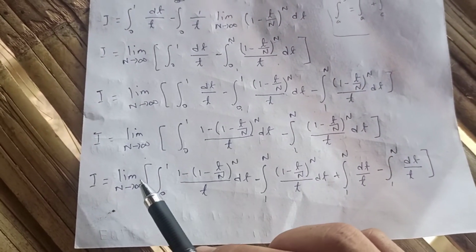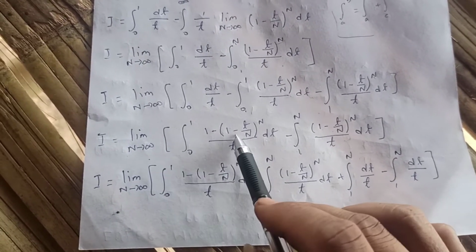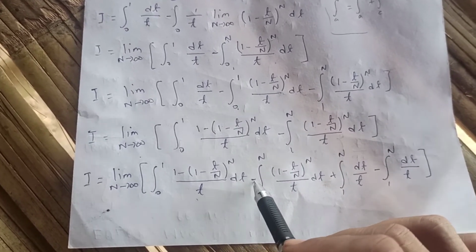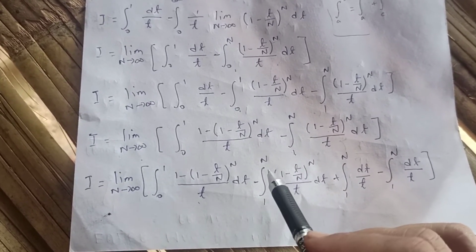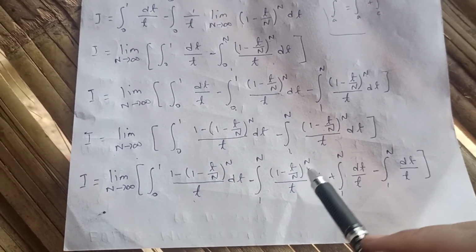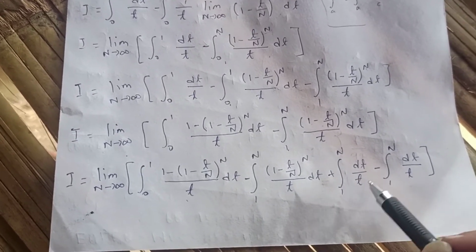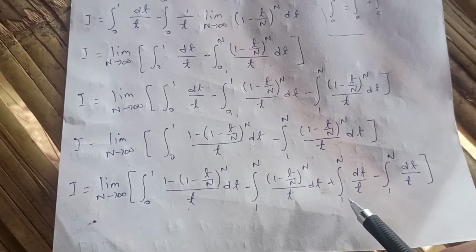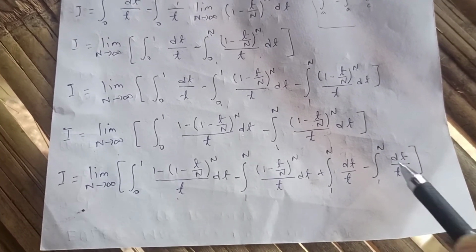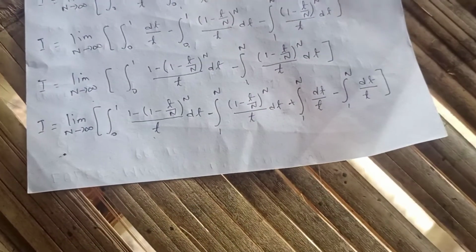Now I is equal to the limit as n tends to infinity of the integral from 0 to 1 of (1 - (1 - t/n)^n) over t dt, minus the integral from 1 to n of (1 - t/n)^n over t dt. Now adding and subtracting the integral from 1 to n of dt/t, so that we can make it like this. Let's continue in here.